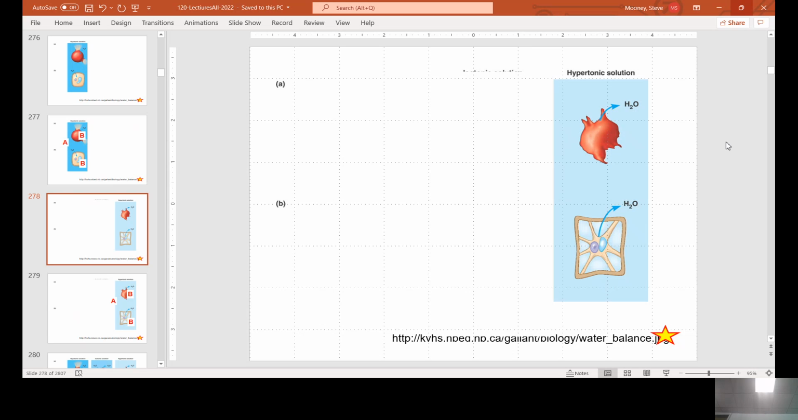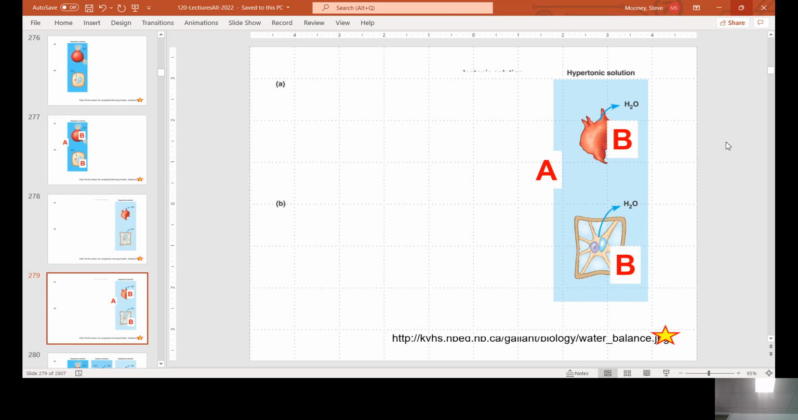Hypertonic. So what are we dealing with now, inside versus outside? What do we know about where the high water concentration is? Where's the highest water concentration? Inside the cell. Outside, we have more solute on the outside. So the water concentration is higher in the cell, either one of them, than outside. The solute concentration is higher outside the cells than inside the cells.